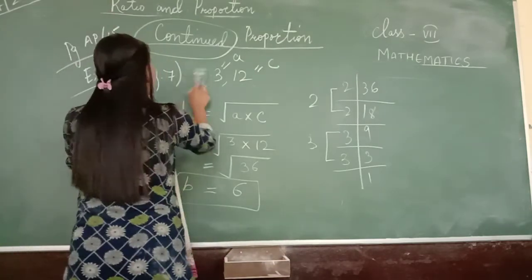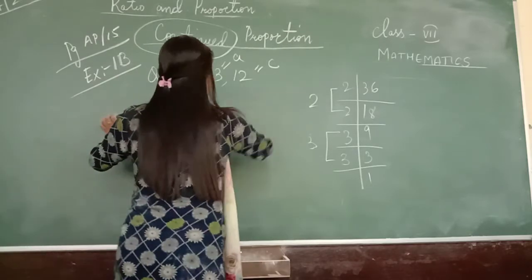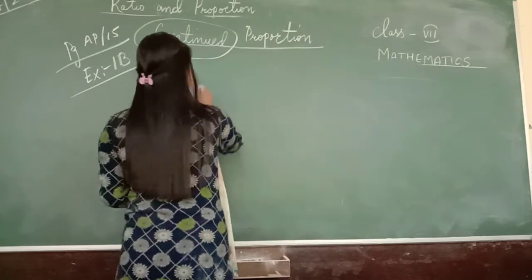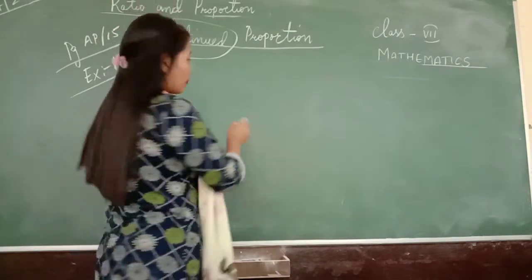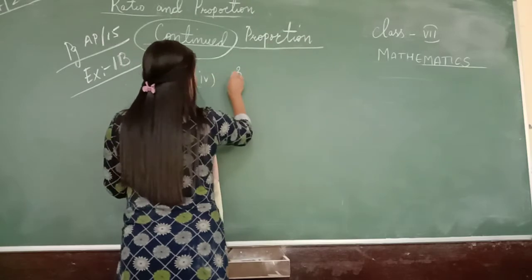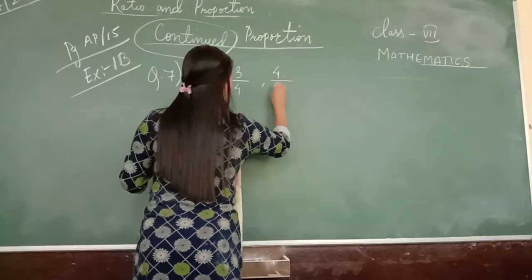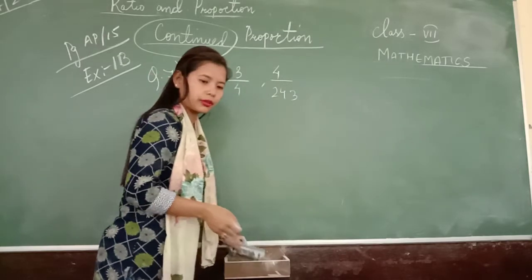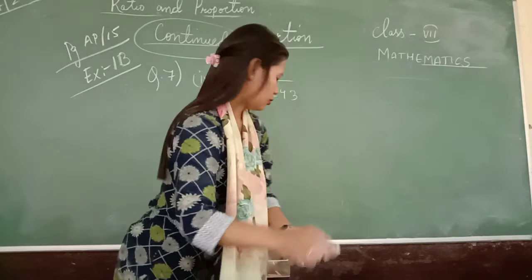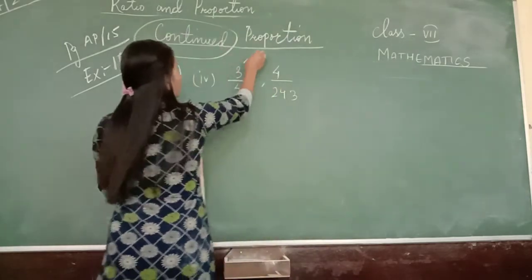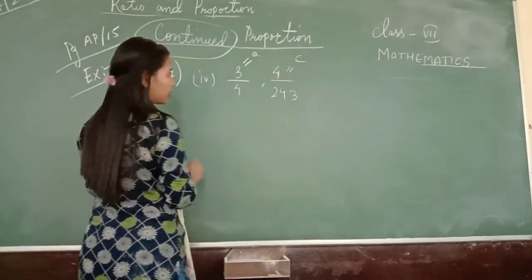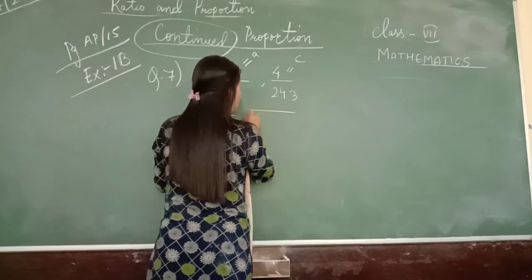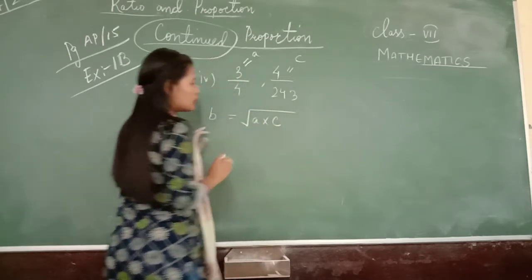Let me take one more sum for finding the mean proportional itself. This is question number 4. 3 by 4, 4 by 243. You need to find the mean proportional between these two terms. This is A, this is C. We need to find B, that is the mean proportional. So B equals root over A into C.